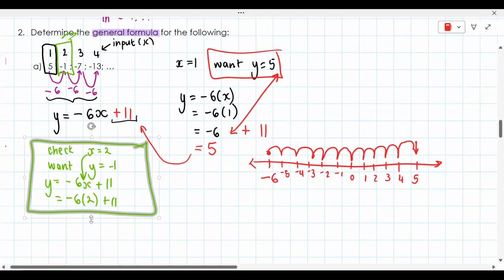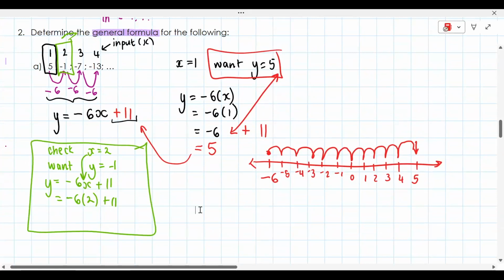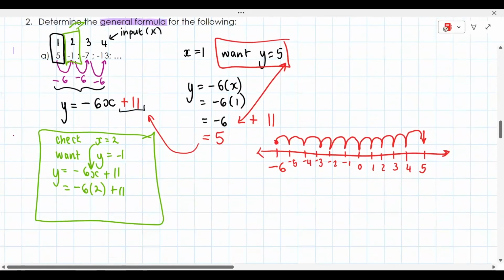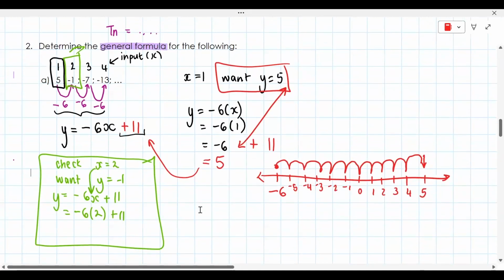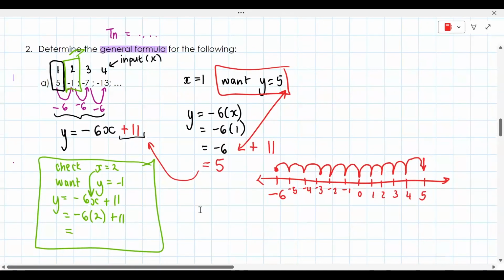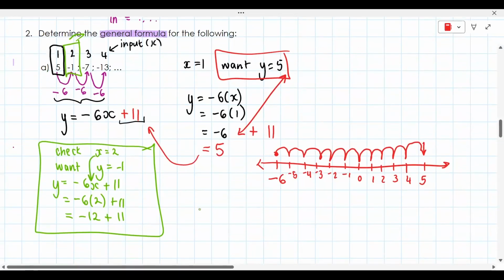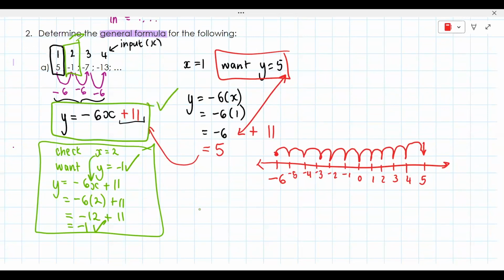And so we know that -6 times 2 is positive. Yo, guys. See, this is what happens when we don't focus. -6 times +2 is -12, and -12 plus 11 is -1. I got what I wanted, so this means that the rule that I found is correct.